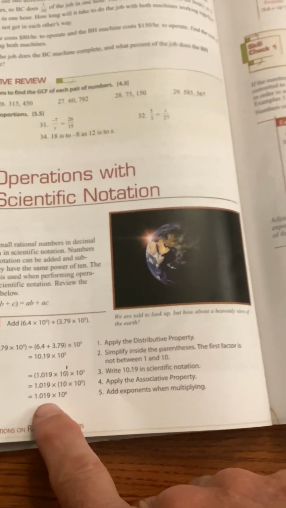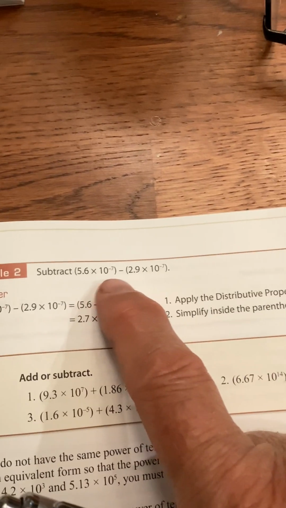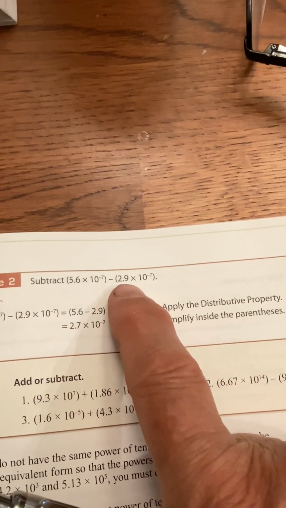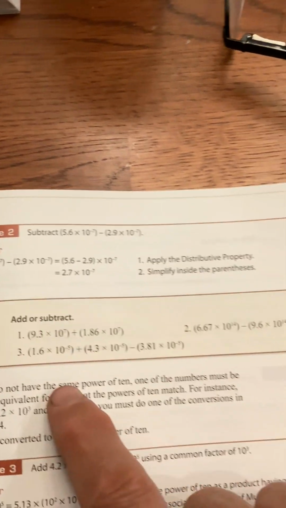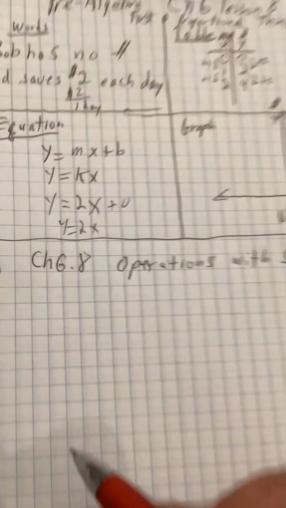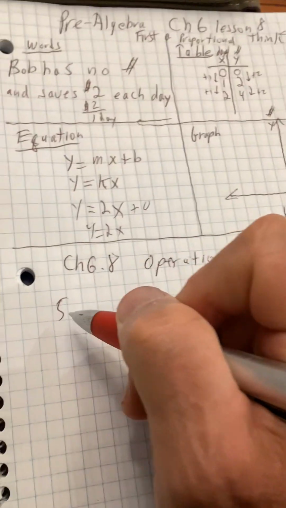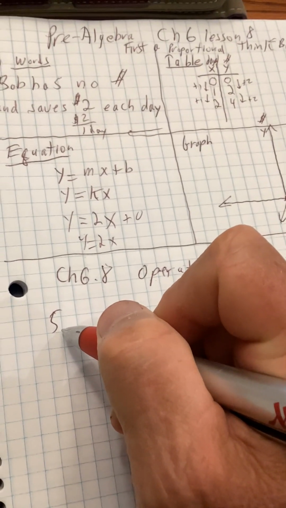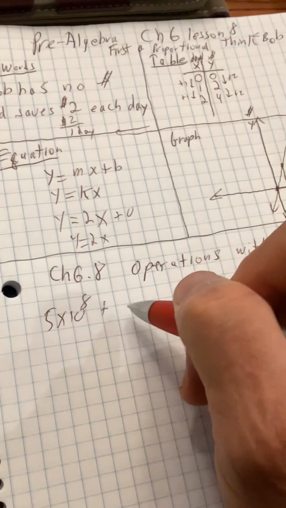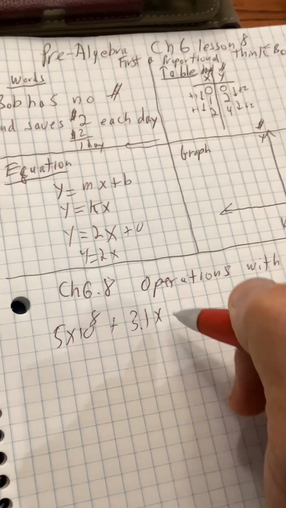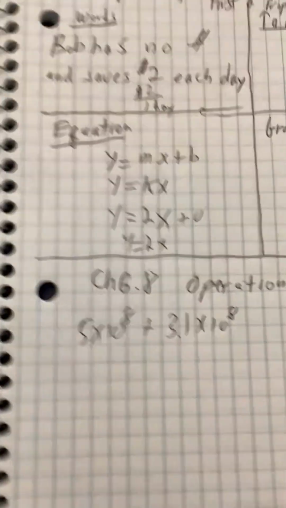So you always want to correct scientific notation, right? And then subtracting, same thing. If the exponents are the same, you just subtract, and you get 2.7 times 10 to the 7th, right? So friendly. Rather than doing these, how about a friendly one here? How about 5 times 10 to the 8th plus 3.1 times 10 to the 8th. Go ahead and do that.